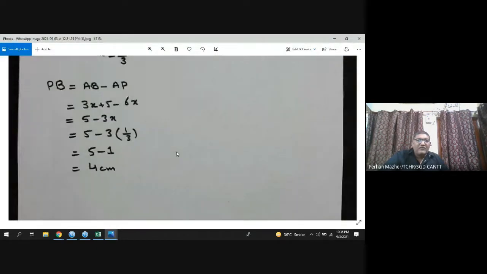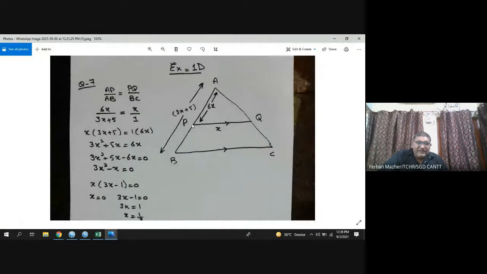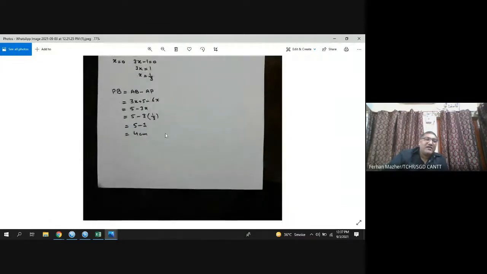Now, his question is, what is the PB? The PB, I can show you. The PB is AB minus AP. From AB, if you cut AP, the remaining portion will be PB. The value of AB is 3x plus 5, and the value of AP is 6x. So let me show you. We are done here.